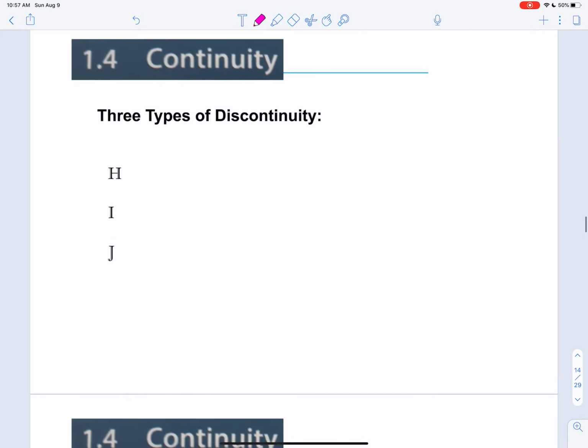Okay, so graphically, there are 3 types of discontinuity. Just remember HIJ, the alphabet. Hole, infinite, and jump. Okay, I'll show you all three. Hole is often known as a removable discontinuity. Infinite is when you have asymptotes. And a jump is literally when you are jumping from one value to another. Okay? So here we go.